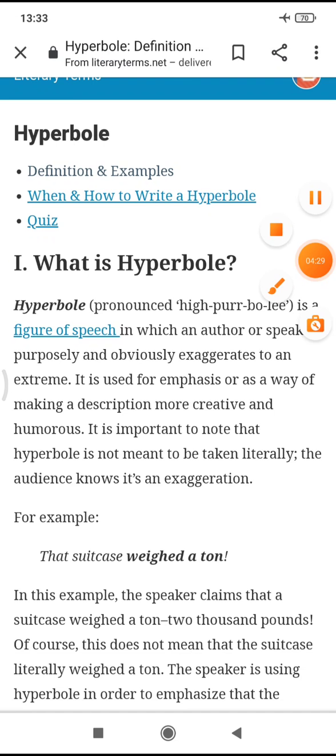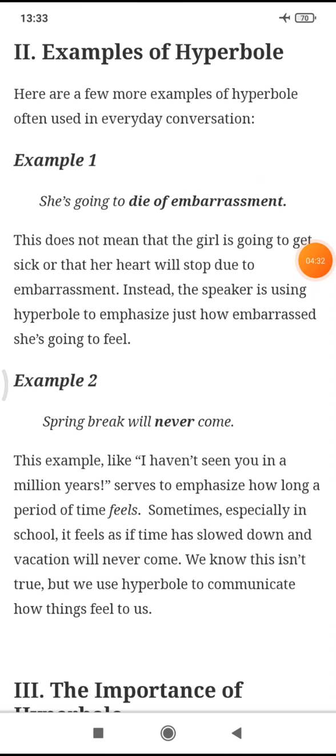So in the next point, we'll see examples of hyperbole, because examples are very important, because through examples we can learn it, we can understand it in a better way. Here are a few more examples of hyperbole often used in everyday conversation. The first example is, she is going to die of embarrassment.